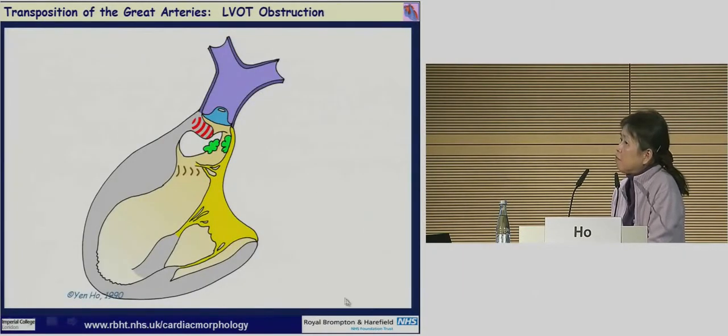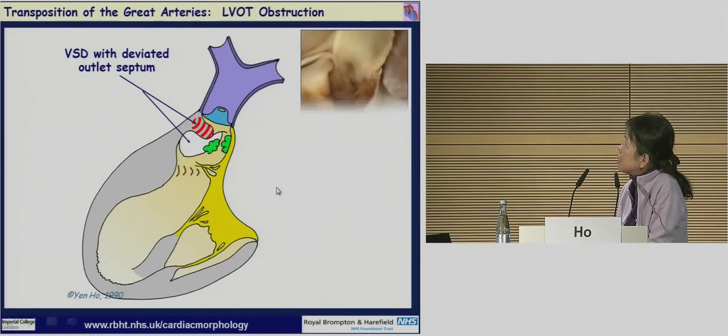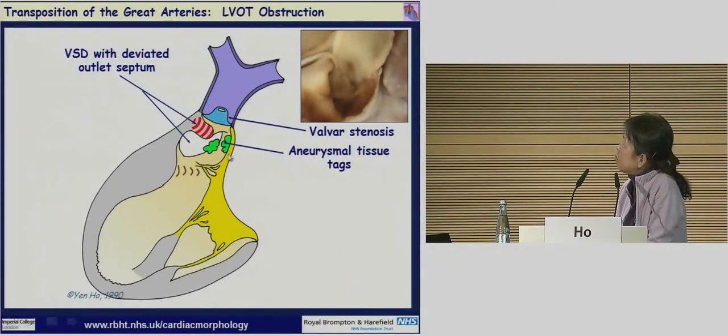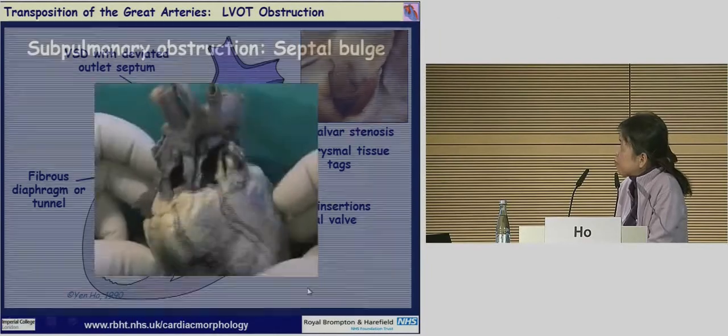But left ventricular outflow tract stenosis can occur with various substrates. You've just seen the pulmonary valve itself. You may have deviation of the outlet septum, which you've already seen, valve stenosis. You may have accessory or aneurysmal tissue tags sitting there. You may have abnormal insertions of the mitral valve to the ventricular septum. You may have a fibrous diaphragm or a tunnel kind of left ventricular outflow tract.